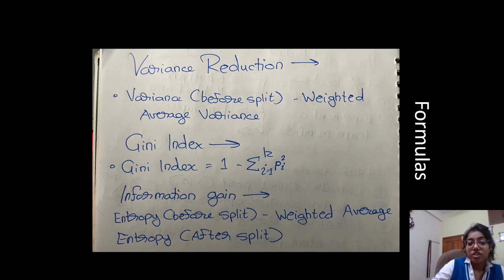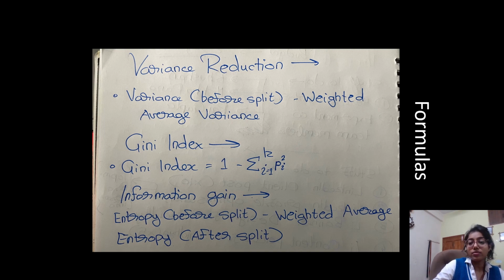So variance reduction is variance before split minus weighted average variance after split. Gini index is 1 minus the summation of all the squared probabilities. And information gain is entropy before split minus weighted average entropy after split. These are the formulas.